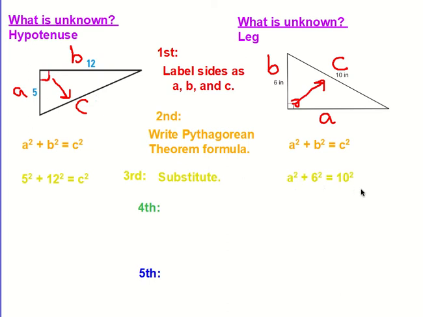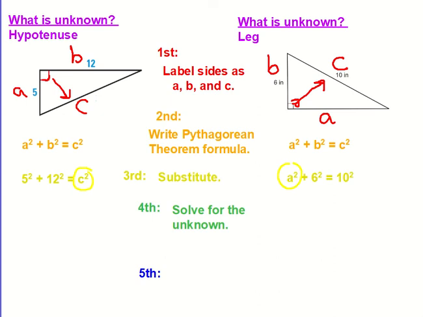So there's a difference in this step right here. The difference is what's unknown. Here, the A squared is unknown. Here, the C squared is unknown. So this is going to affect our fourth step, how we go through and solve the equations. So let's walk through how to solve the equations.